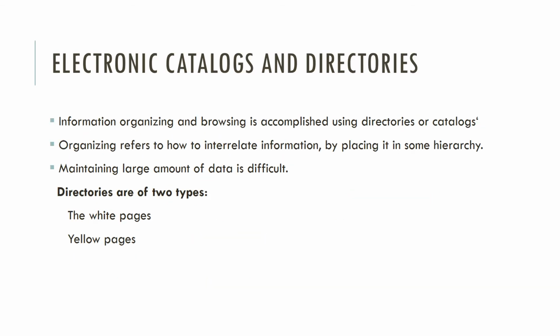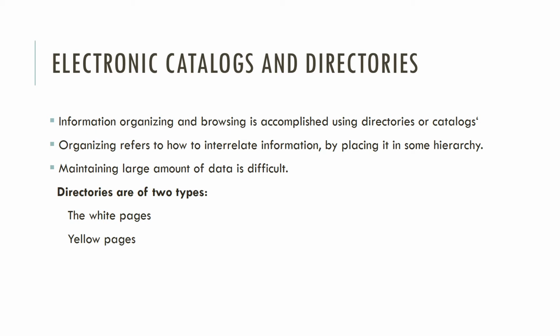And next is electronic catalogs and directories. Information organizing and browsing is accomplished using directories or catalogs. Organizing refers to how to interrelate information by placing it in some hierarchy. Maintaining a large amount of data is difficult. A directory performs an essential support function that guides customers in a maze of options by enabling the organization of the information space.